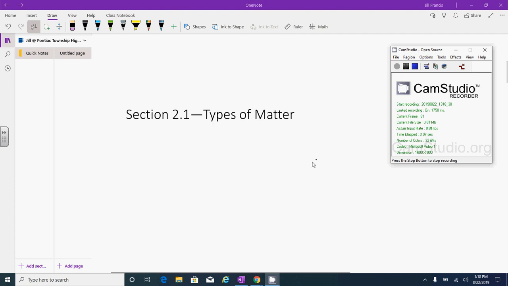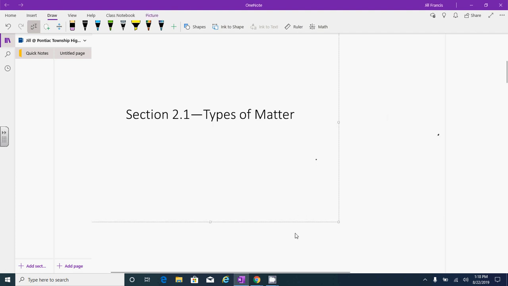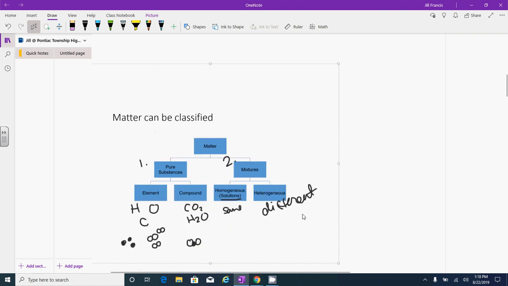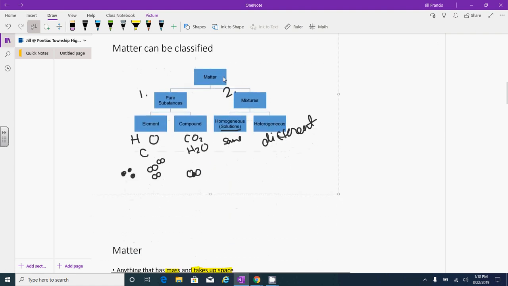For this section of notes, we're going to talk about types of matter. In this graphic organizer, you can see that there's two main categories of matter. It breaks into pure substances and mixtures here. Pure substances are either elements or they're compounds.